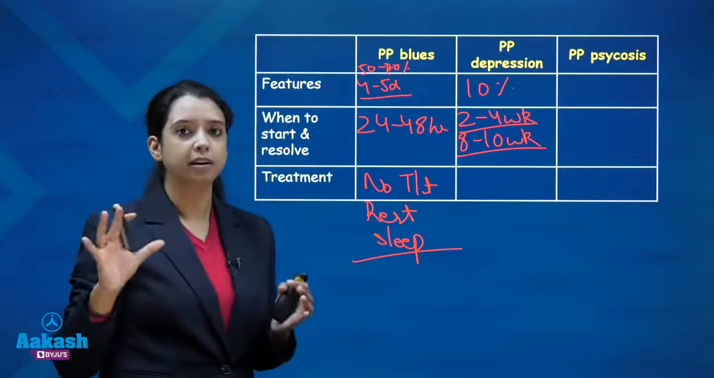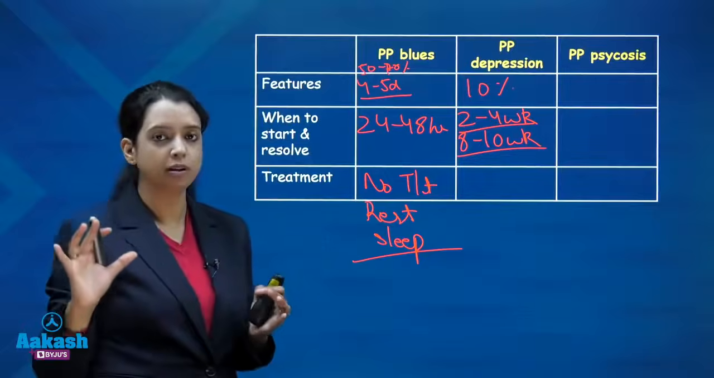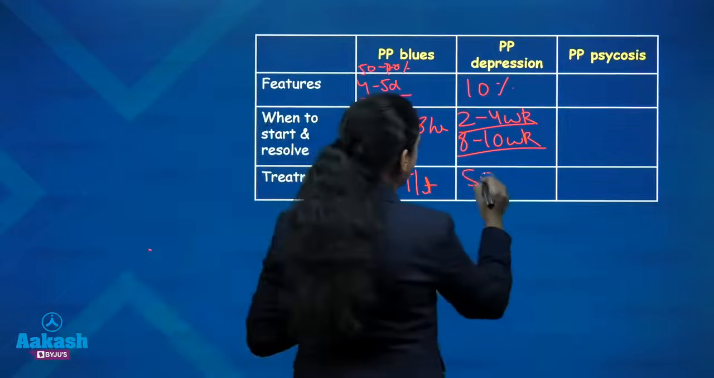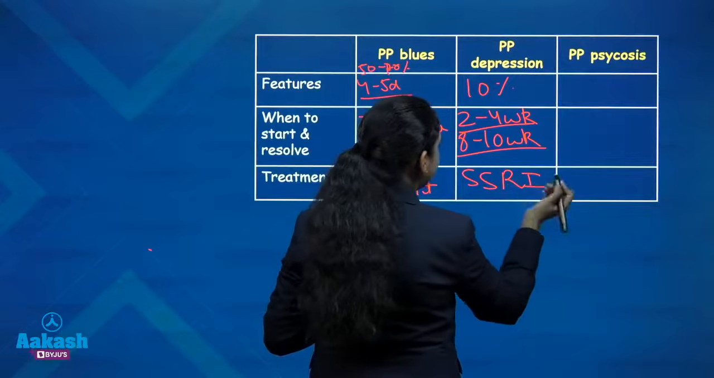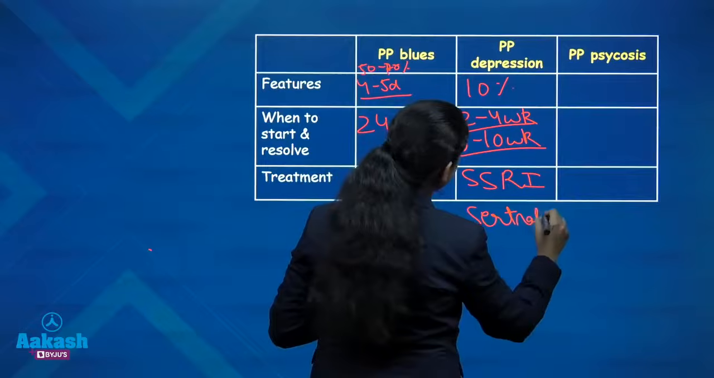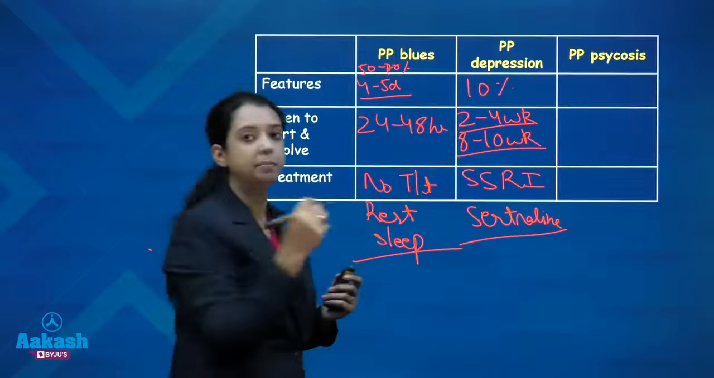So this depressive illness needs treatment. And what will you give? It will not resolve on its own. You need antidepressant SSRIs, of which the safest is sertraline. So sertraline is your drug of choice in postpartum depressive illness.